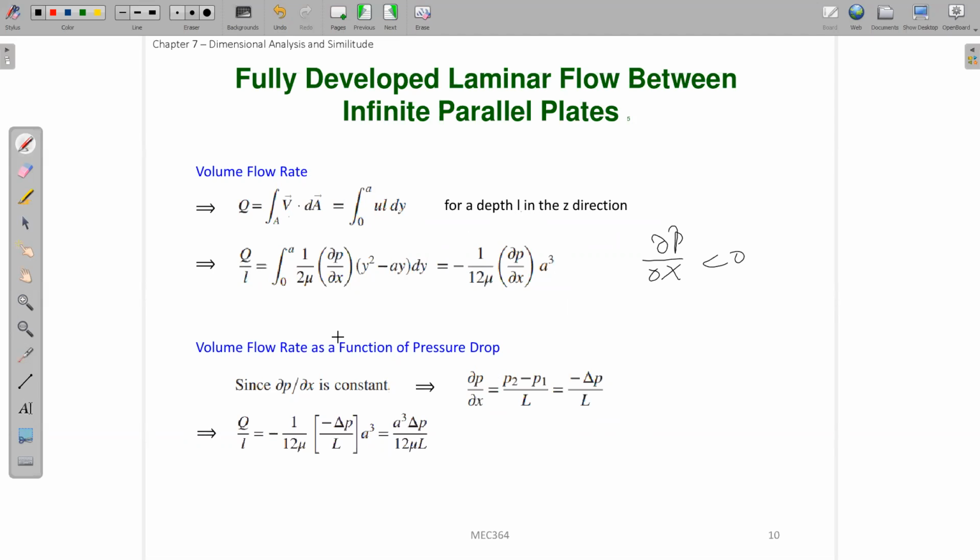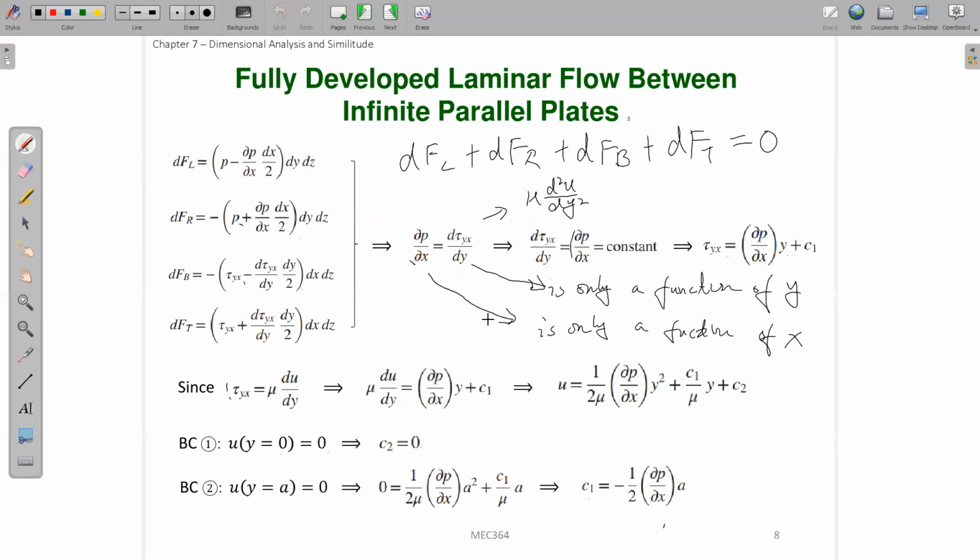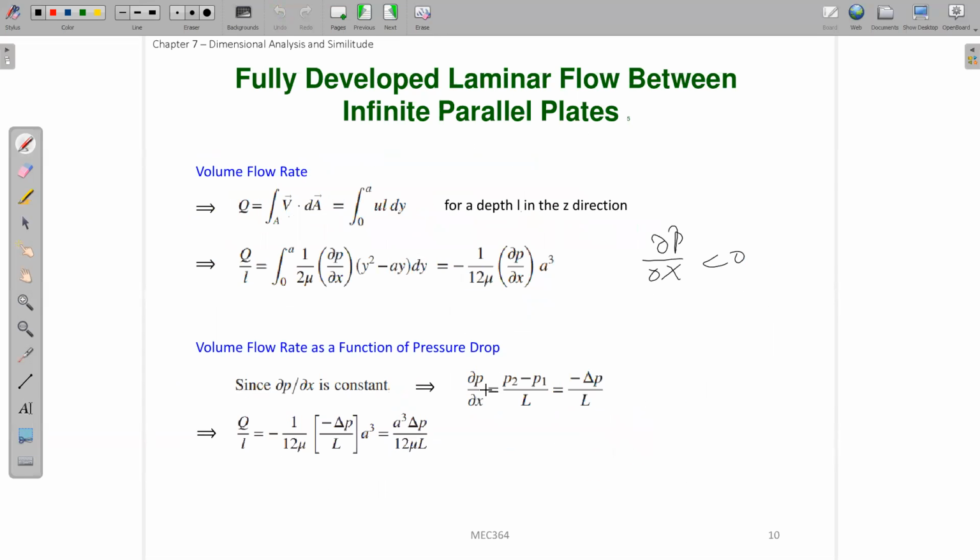And because partial p partial x is constant, if we know the P1 and P2 values, and if we assume that the whole flow inside this pipe is fully developed, let's assume that P1 is on the left and P2 is on the right, and that this pipe has a length of L. So we can write that this partial p partial x, because it's a constant, can be just equal to P2 minus P1 divided by L.